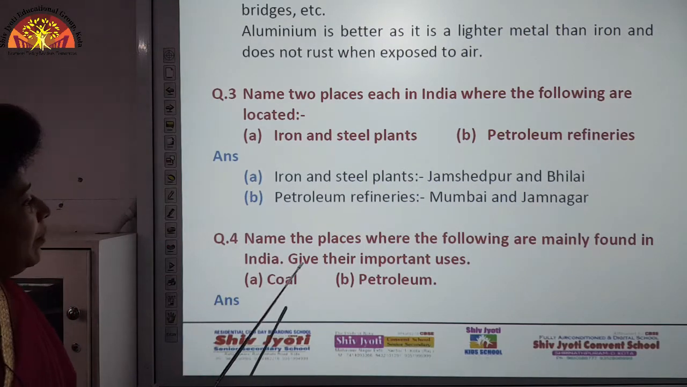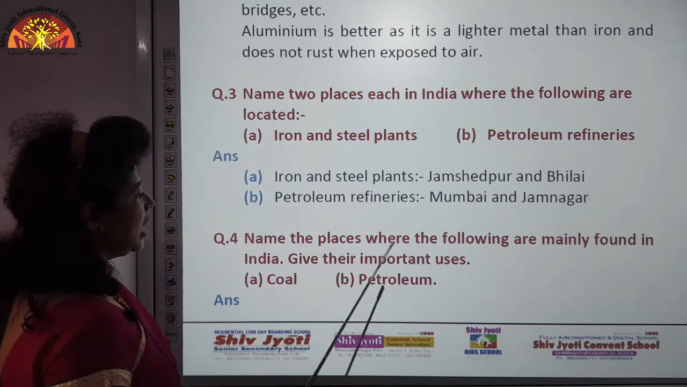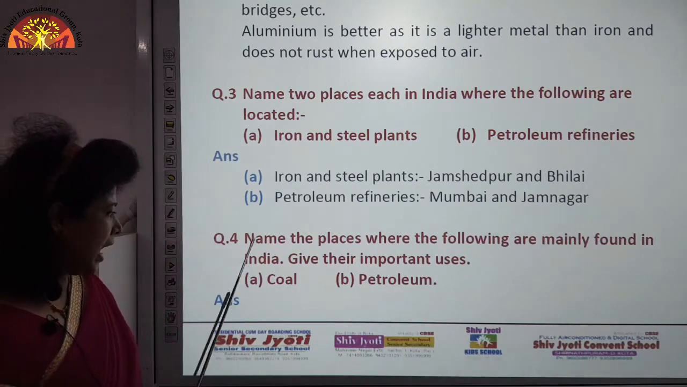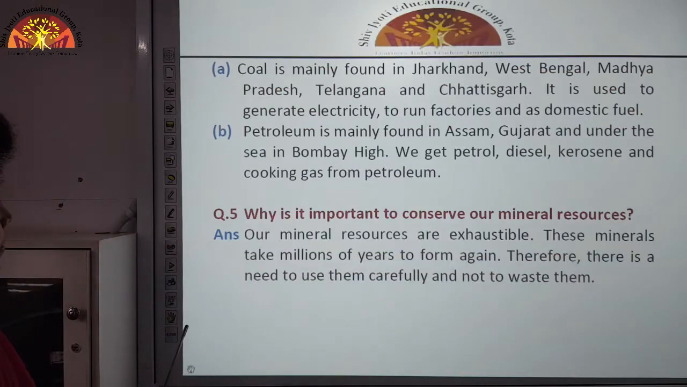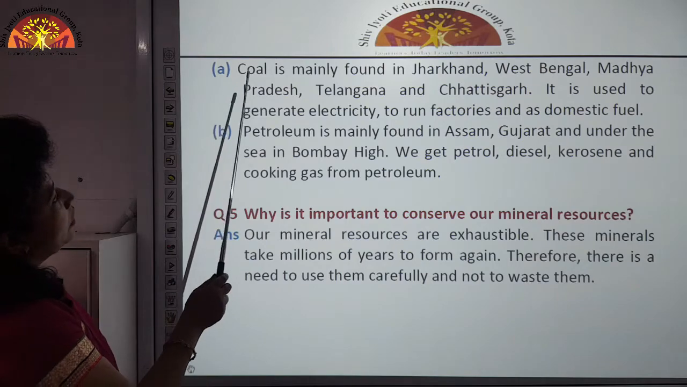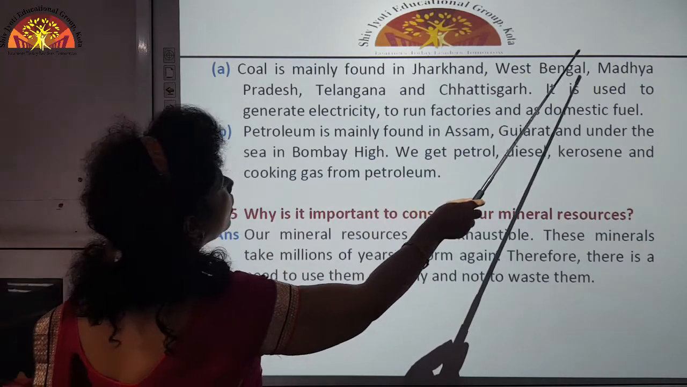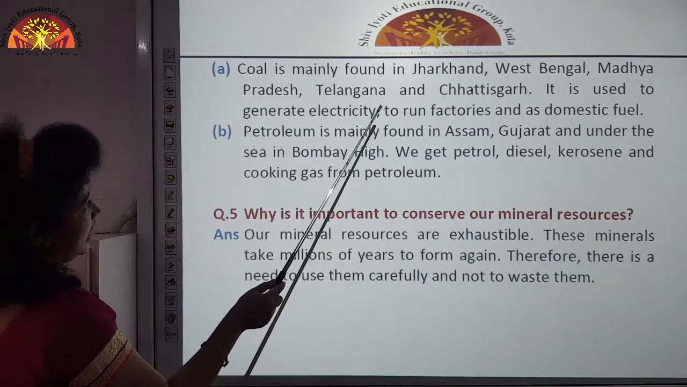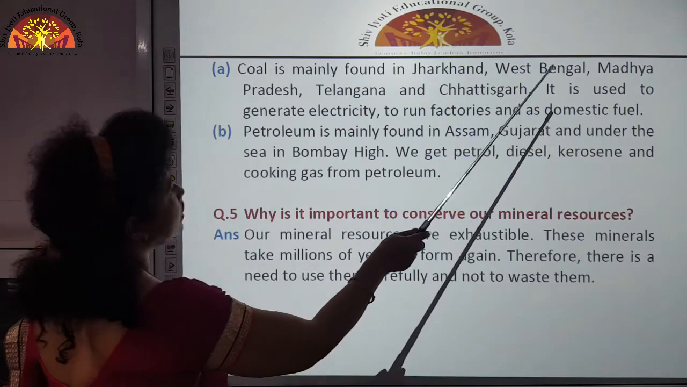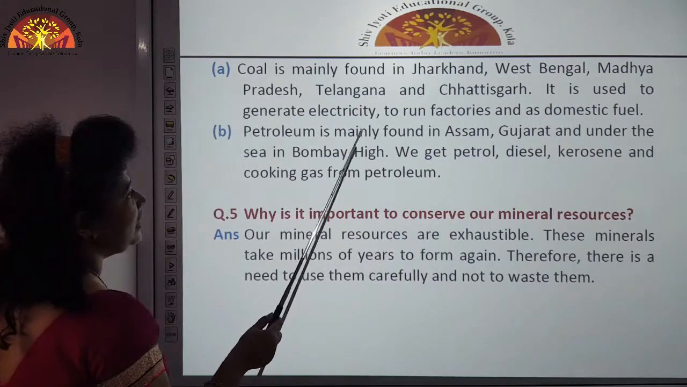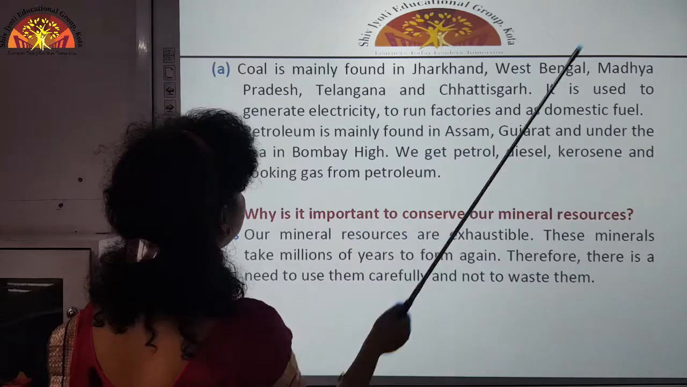Question 4. Name the places where the following are mainly found in India. Give their important uses. A. Coal and B. Petroleum. Now let's look at the answers. A. Coal. Coal is mainly found in Jharkhand, West Bengal, Madhya Pradesh, Telangana and Chhattisgarh. And what are its uses? It is used to generate electricity, to run factories, and it is also used as domestic fuel.